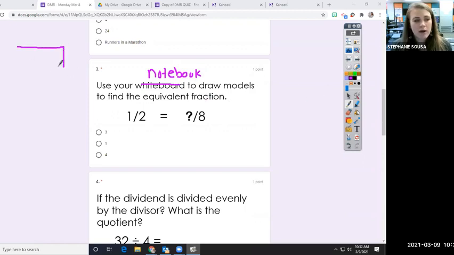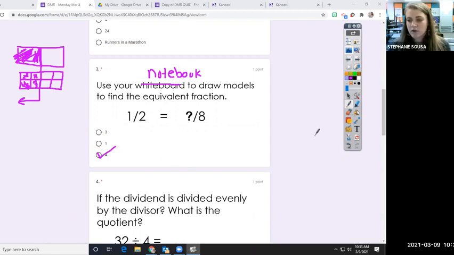I am drawing 1/2. There's my 1/2. And I'm being asked how many 8ths are equivalent to 1/2. So if I draw another rectangle of the same size, there's 4ths, there's 8ths. How many do I have to color to get this exact amount? I would have to color all 4 of these. 1, 2, 3, 4. Then I have the same amount. So 1/2 is equal to 4/8. Questions on that one?